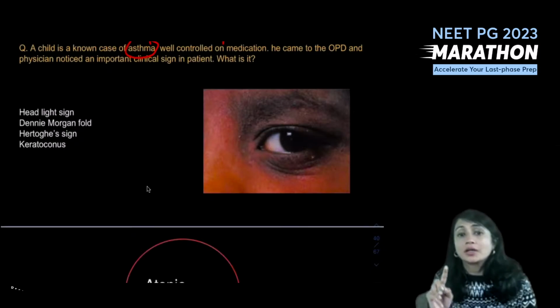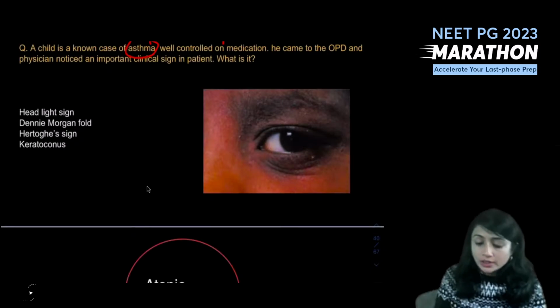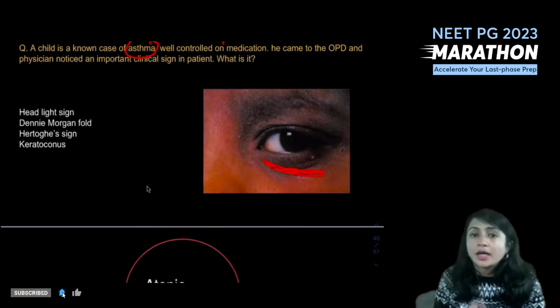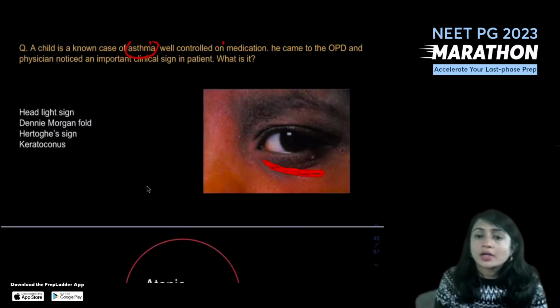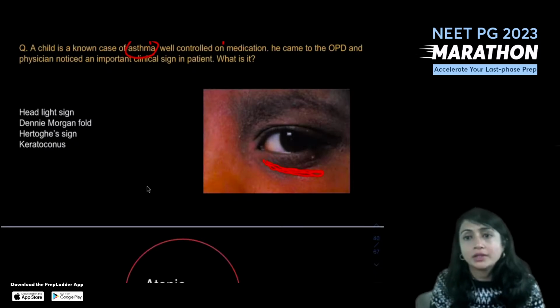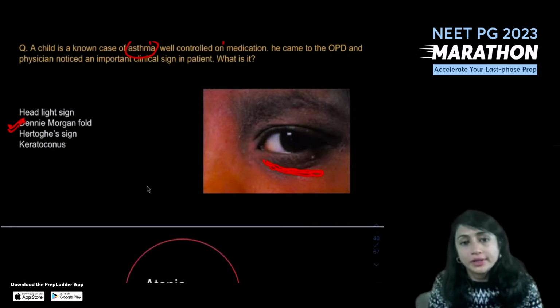But in the question, they are asking you an important clinical sign that you see. So what important clinical sign are you seeing? You are seeing this extra fold of lower eyelid skin, which is also called Denny-Morgan fold and is a feature of atopic dermatitis. So you are seeing Denny-Morgan fold here.